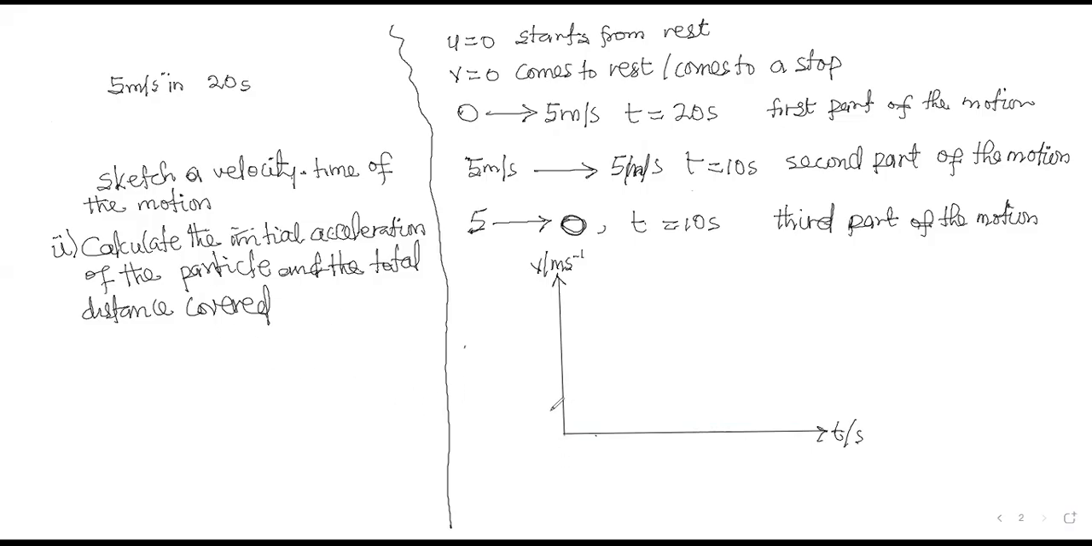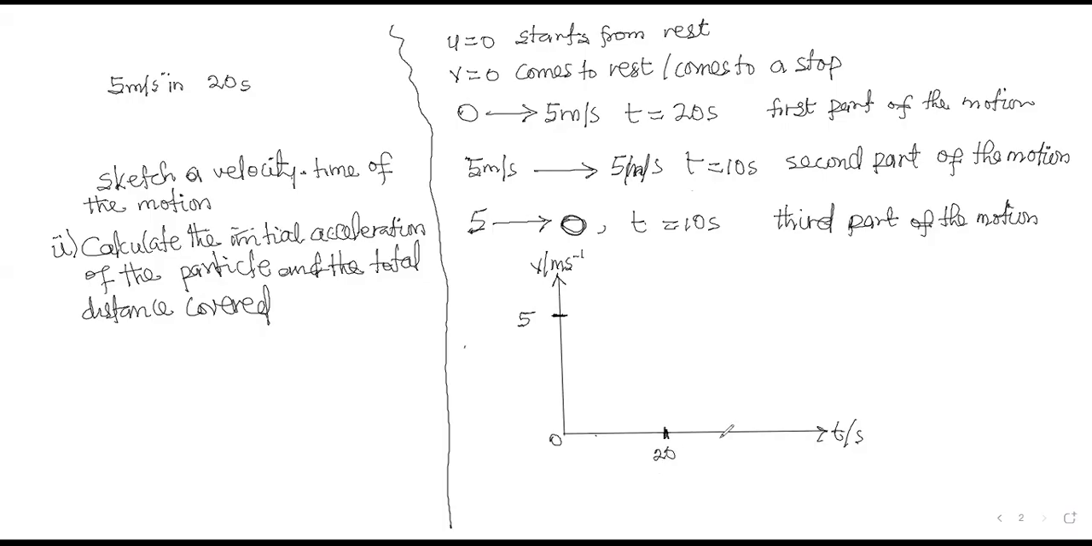My velocities begin from 0, and the maximum velocity the body had during the entire motion is 5. So this is 5. Times were in 3 parts. The first time, 20 seconds. I'm sketching, so this is 20.